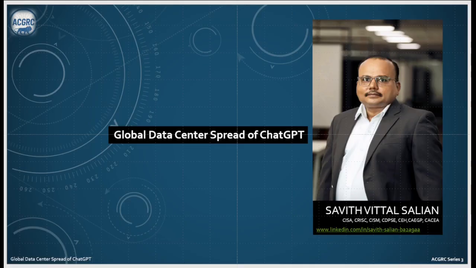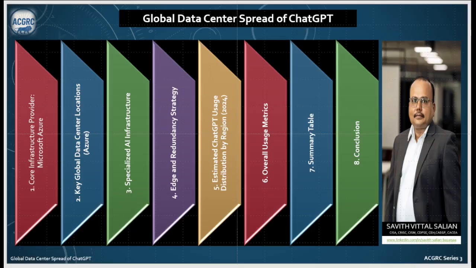Global data center spreads of ChatGPT. Let's dive deep into this subject now. In this section, we will be looking at core infrastructure providers, primarily Microsoft Azure. Then we look at key global data center locations, specialized AI infrastructure, edge and redundancy strategy, estimated ChatGPT usage distribution by region, overall usage metrics, summary, and we will close this session with a conclusion.